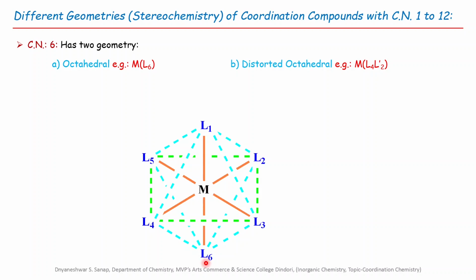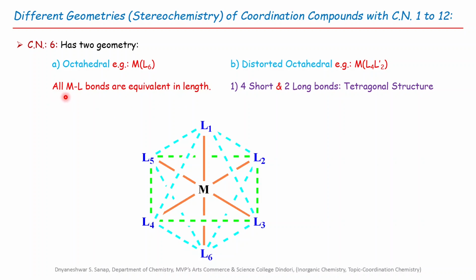This L1 and L6 are trans to each other. Similarly, the arrangement of metal and ligands is the same for the distorted octahedral complex also. But the major difference between octahedral and distorted octahedral geometry is that in octahedral geometry, all the metal ligand bonds are equivalent in length. But in distorted octahedral geometry, some bonds out of these 6 metal ligand bonds are shorter and some are longer with respect to each other. And that's why this geometry is called distorted octahedral geometry.